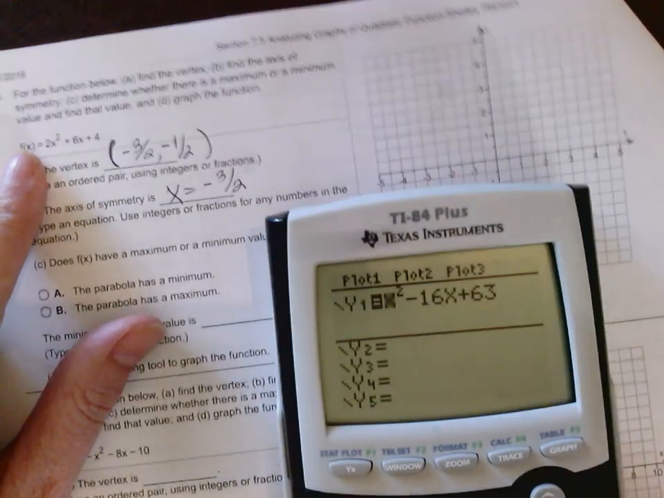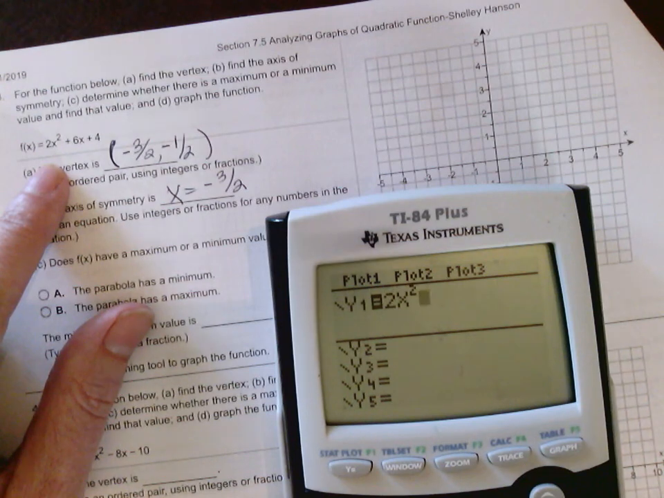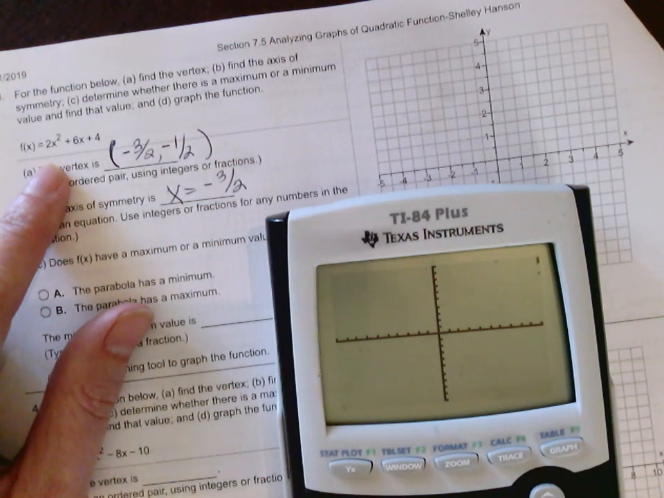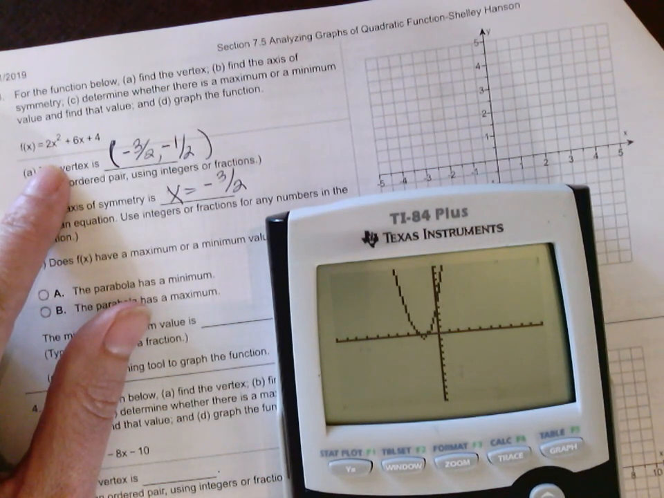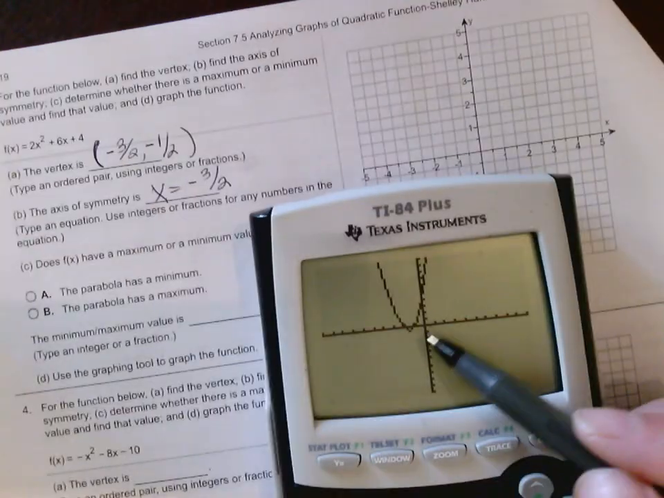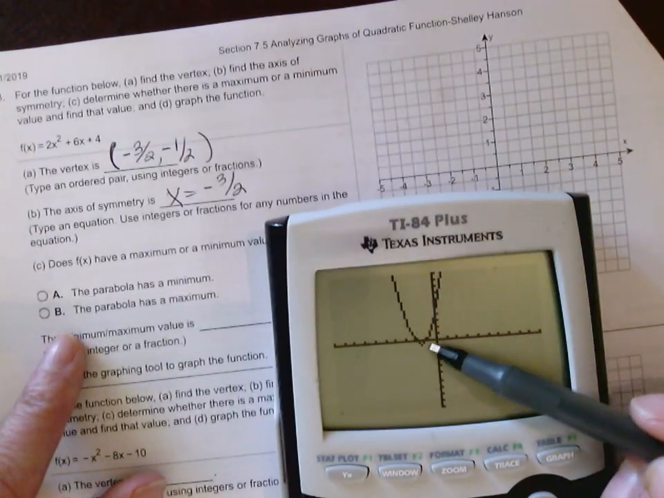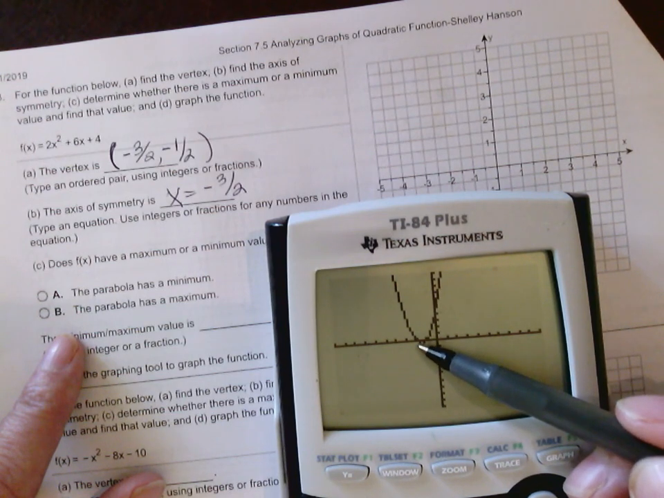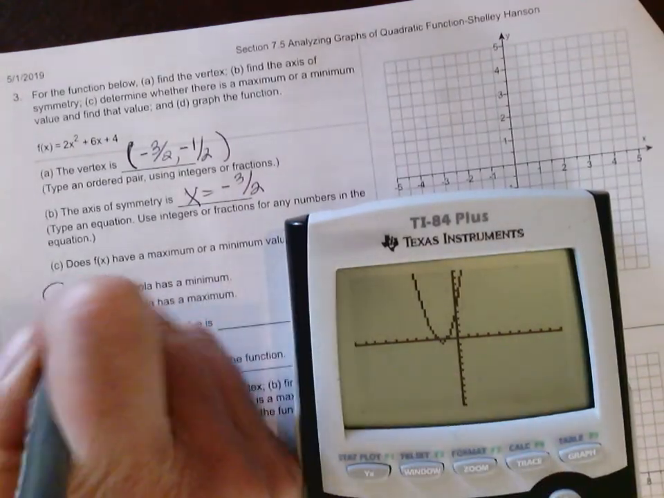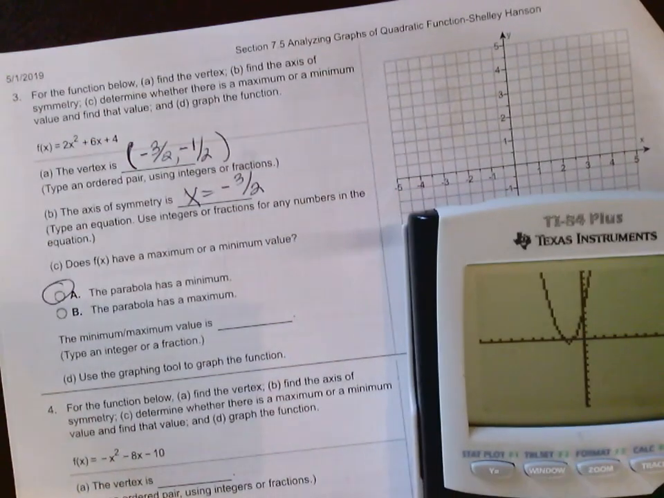And again, let's go ahead and put this in our y equals to see what it looks like. So 2x squared plus 6x plus 4. So there's where I'm going to graph it. And look, where the vertex is, negative 3/2 and negative 1/2. So just exactly right here. So does it have a minimum or a maximum? Again, it's not upside down, so this vertex is at its minimum. The minimum value, remember, that's just the y coordinate of the vertex. So it's just negative 1/2.